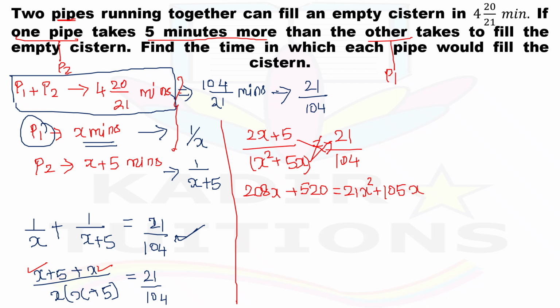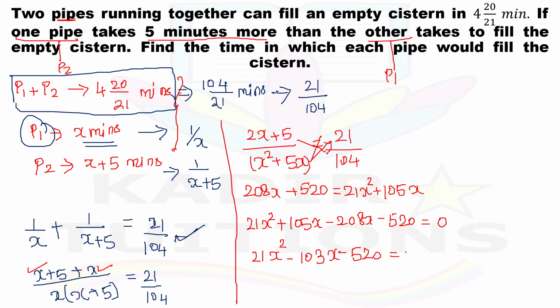So now we'll put everything on our LHS so that we'll get a quadratic equation. So 21x square plus 105x minus 208x minus 520 equal to 0. So after simplifying this, how much we will be getting? 21x square. There are two x terms, so we have to simplify it. So we'll get minus 103x and minus 520 equal to 0. So now we got the quadratic equation.